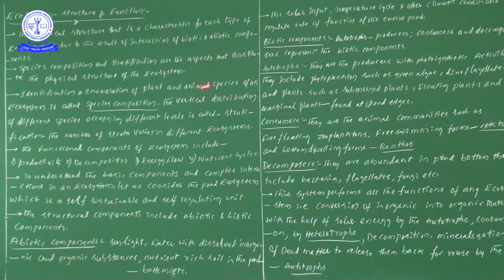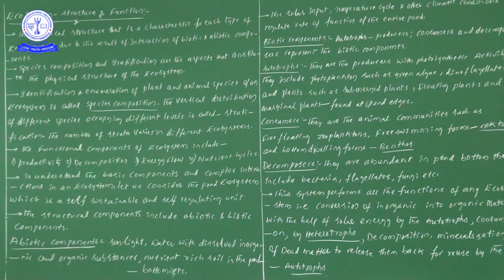Okay, so next one, the vertical distribution. The second one is stratification. The vertical distribution of different species occupying different levels. Once you see there, vertical distribution.